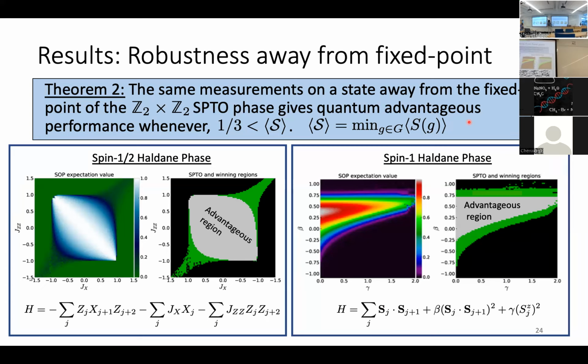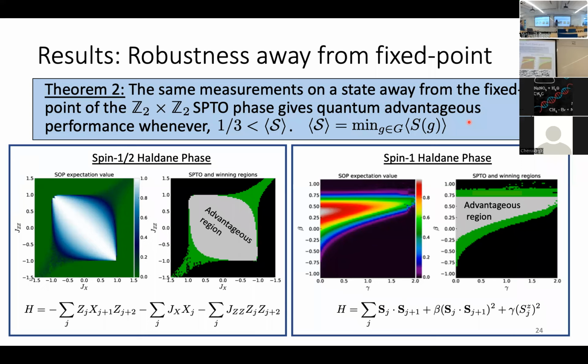Now, I know what the strategy is at the fixed point, which is this point at 0, 0, the cluster state. So what happens if I implement that strategy on a resource state that is away from the fixed point? Well, we can compute the expectation value of the smallest string order parameter. And indeed, what we see is that an extended region of the SPTO phase gives me a string order parameter greater than a third. And so almost the entire phase is useful for this kind of task.